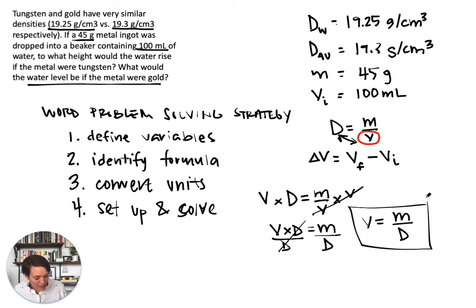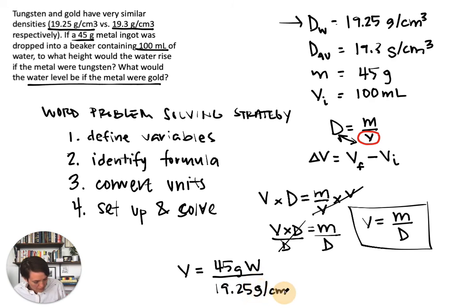Okay, so this is my working problem. And we're just going to solve for one because we don't need to do both examples. So we're just going to start with our density of tungsten. So volume of my ingot is going to be equal to 45 grams of tungsten divided by the density of tungsten, which is 19.25 grams per centimeter cubed. I plug that into my calculator, and we get 2.34 centimeters cubed.